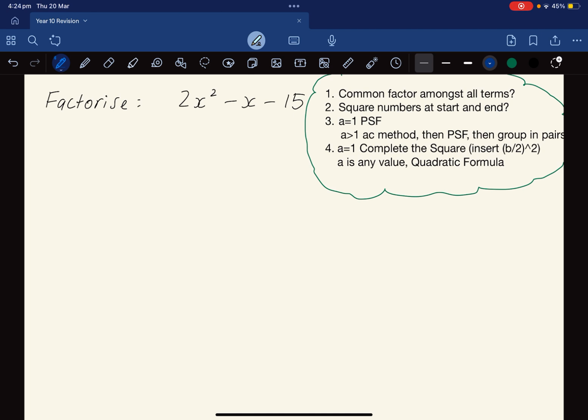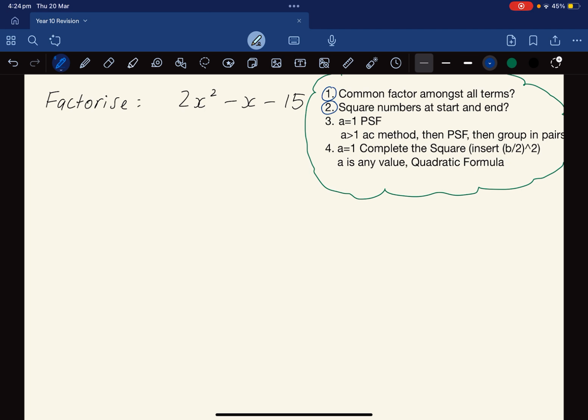Okay. So we have something to factorize here, and we're going to go through this little checklist to check what strategy is the best to use. So step 1, is there a common factor amongst all terms? Is there a common factor between 2, -1, and -15? Not really. I mean, there's -1, but that's not very helpful. So we go to the next strategy.